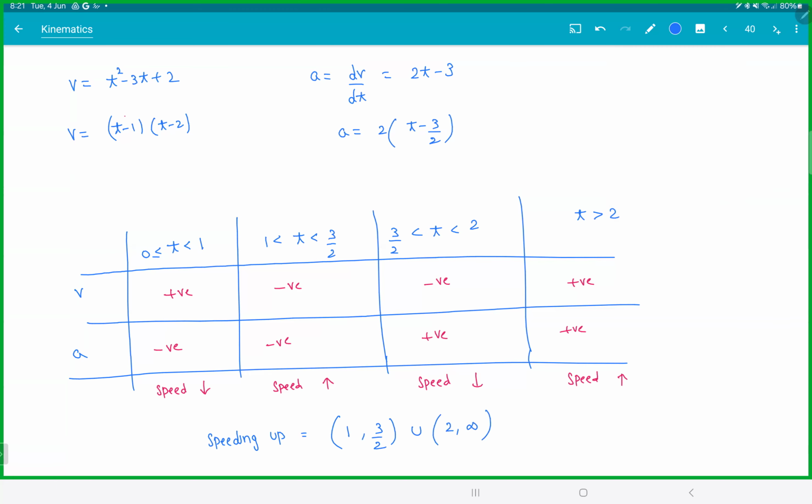If you see, I'm not using square brackets because 1 and 3 by 2 are not included. I hope you know the meaning of square brackets and normal brackets. I hope you learned it in maths. If I put 1, 3 by 2 with a square bracket, it means 3 by 2 is included. Here it is not included. Velocity becomes 0.